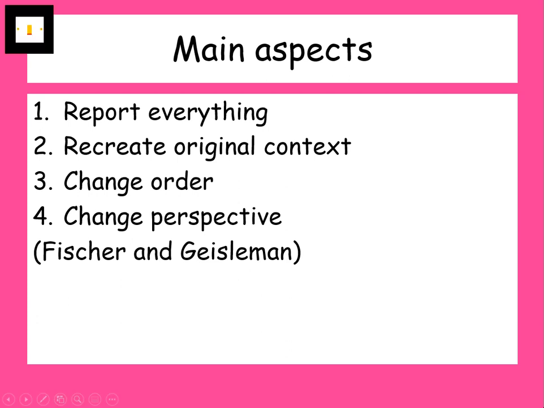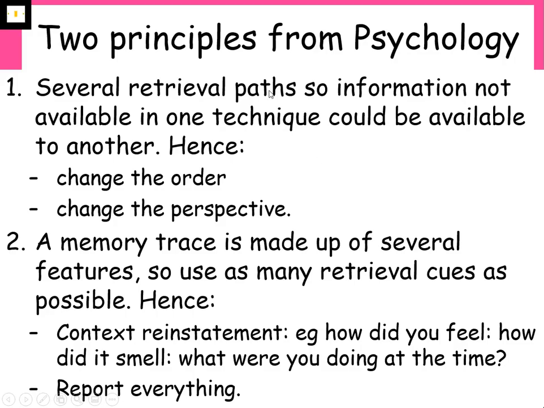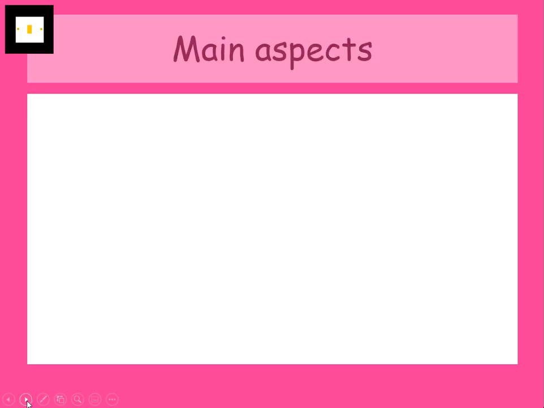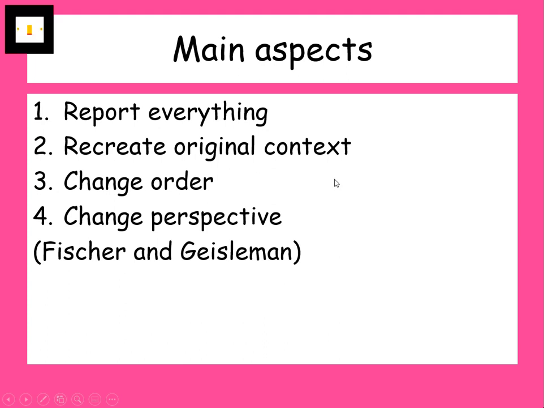That's because we know already that it's a way of accessing a retrieval path. If we can reinstate as much of the context as possible, we can access those memory traces. So that's the reason behind that. Just looking, if you like, at changing the order, that's to prevent lying. Why would you change the order? Well, if somebody's lying, they won't be able to say it backwards, they won't be able to say it from different perspectives. So that's the rationale behind that.